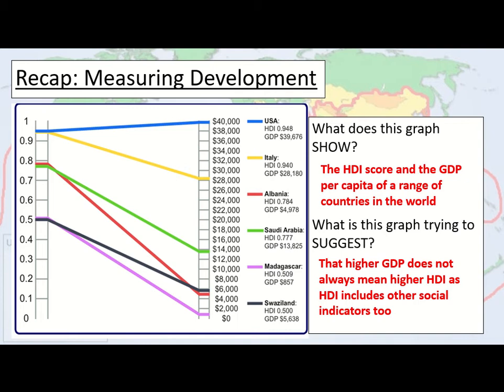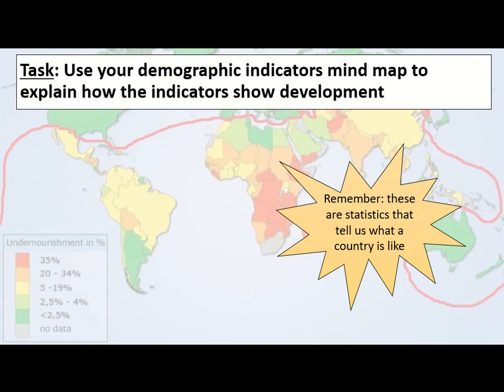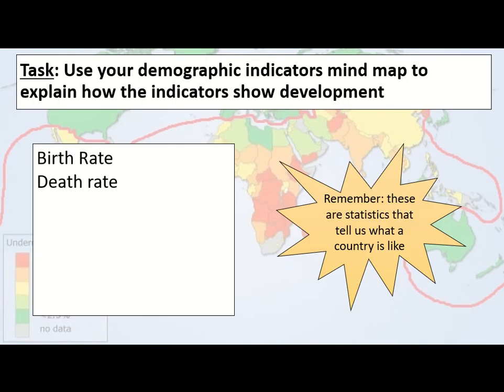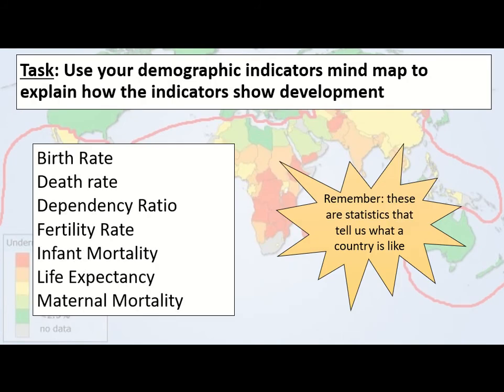Okay, so that's the first recap from last session, which is comparing single measures with composite measures of development. And the second one is looking at these indicators, because I just want you to be aware of these factors, because they could appear in an exam, and knowing what these are is really handy. These ones in particular come up fairly regularly.